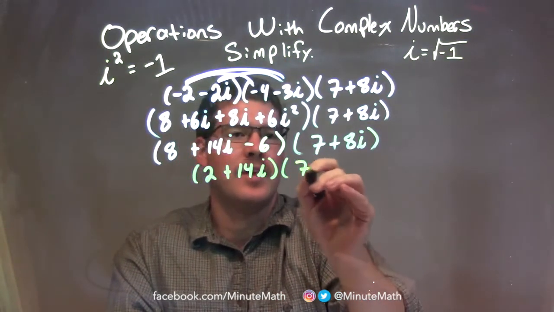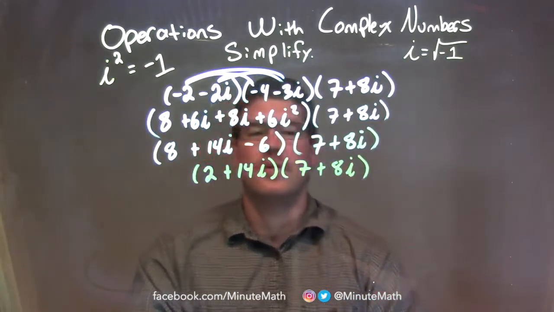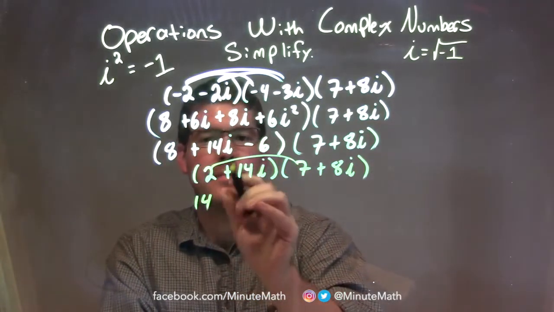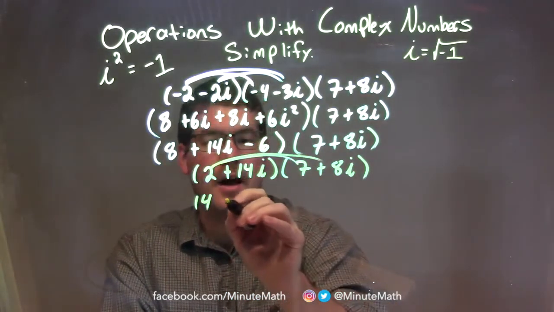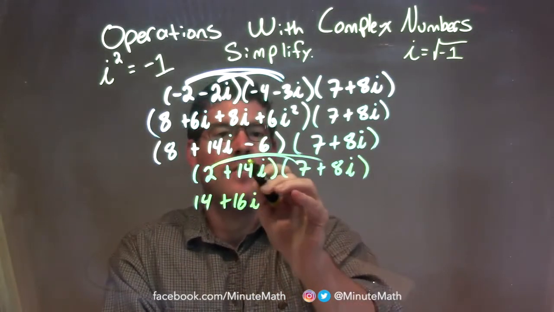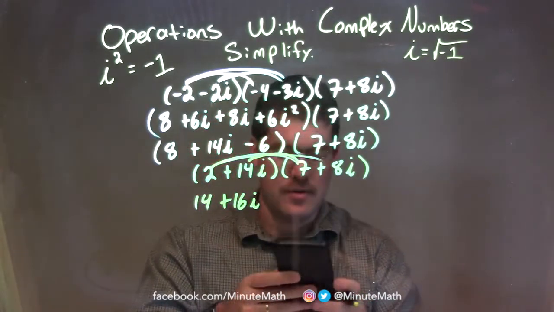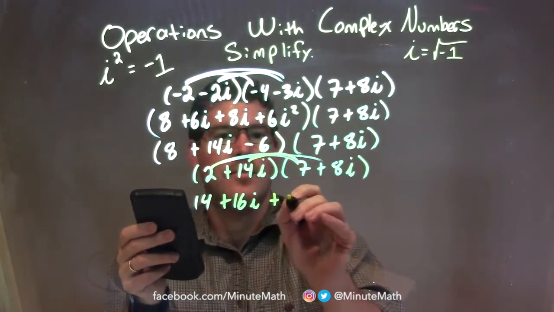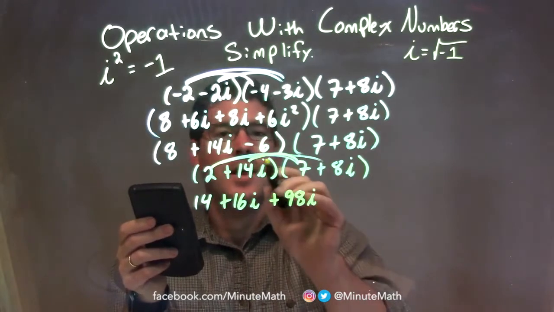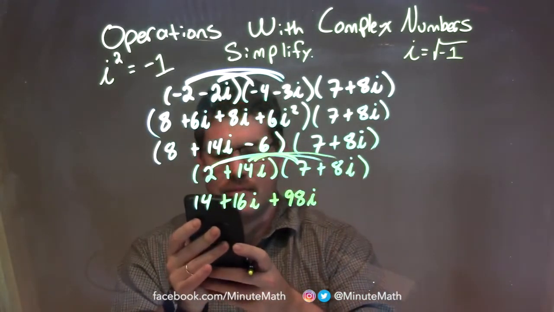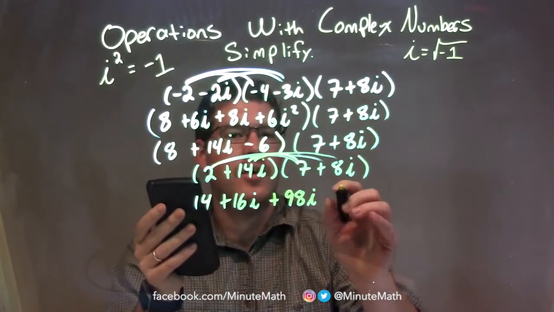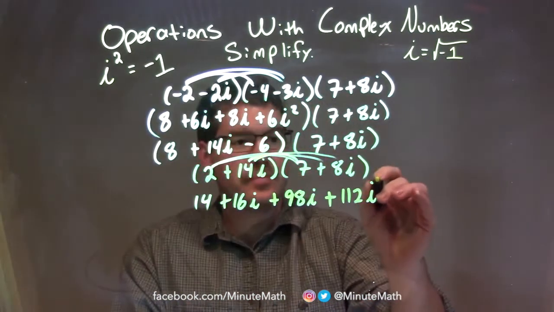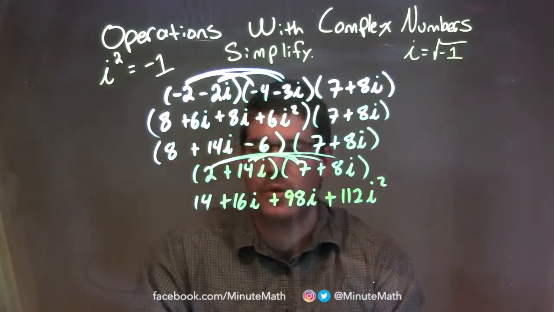And now that's going to multiply by 7 plus 8i. So now I'm going to multiply these two together. 2 times 7 is 14. And 2 times 8i is a 16i. Now 14i times 7, 14 times 7, I don't know off the top of my head, 14 times 7 is 98. So we have a positive 98i. And then 14 times 8 is 112. So we have plus 112i squared. Okay, 14i times 8i being 112i squared.